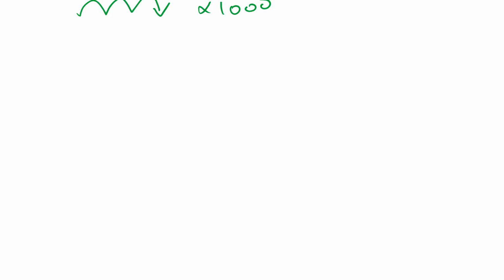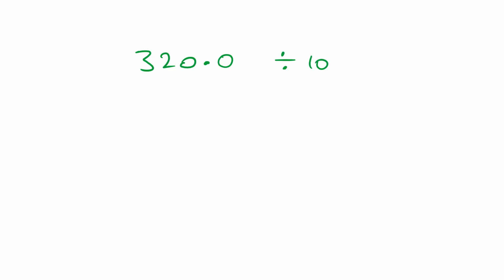What about when we are dividing? Well, let's think of another number. Let's start with 320 this time. If I divide that by 10, let me just make a bit more room actually. We'll write the number 320 as 320.0. Okay. If I divide that by 10, what's the answer going to be? Yes. Well done, 32.0, brilliant.